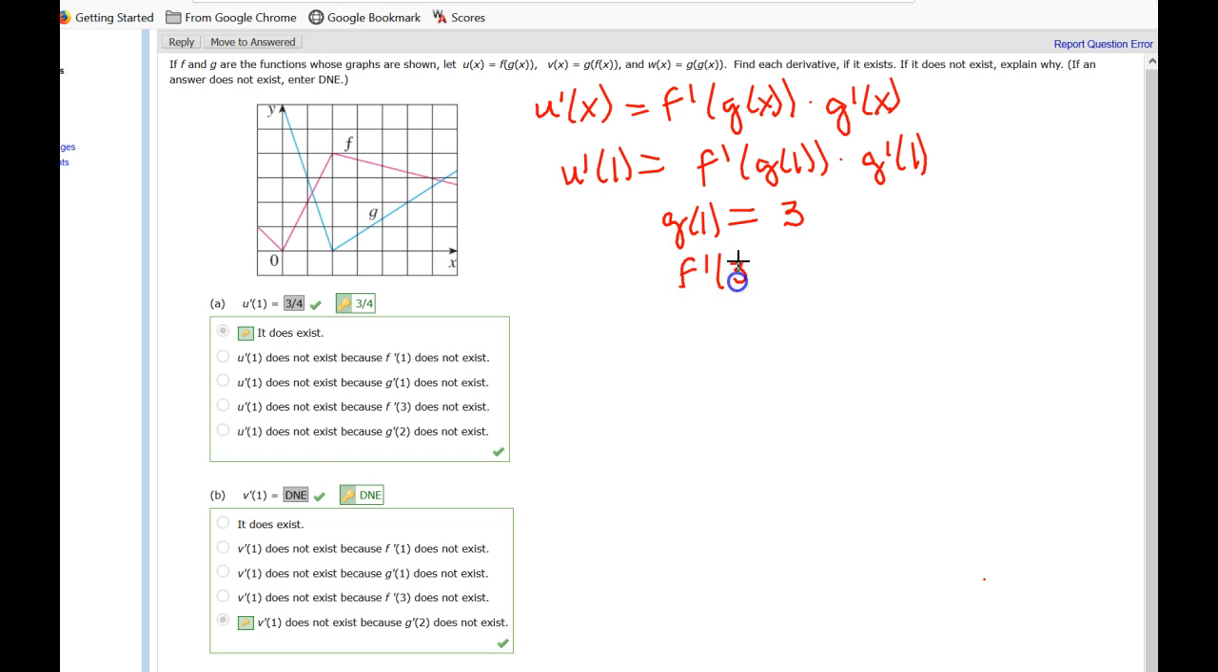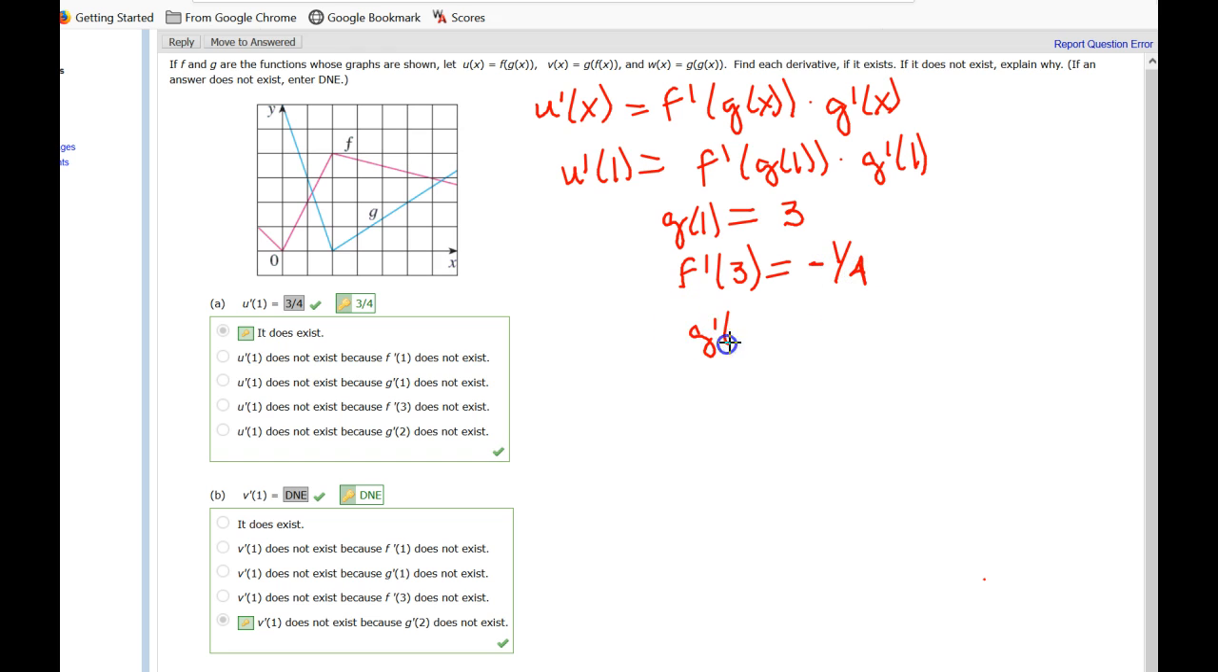Now f prime of 3, we need to determine for this factor. So when x is 3, 1, 2, 3, we're on this part of the line segment that makes up f. So we want to figure out what the slope is of this line segment. So notice that if we go over 1, 2, 3, 4 units horizontally, we've gone down 1 whole unit vertically. So f prime of 3 is just the slope of this line segment, and that would be minus 1/4.